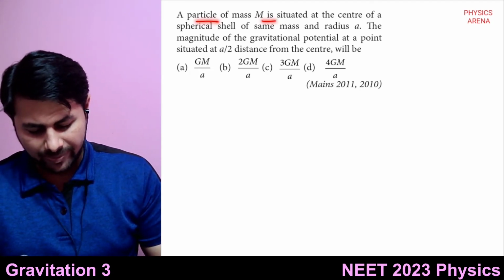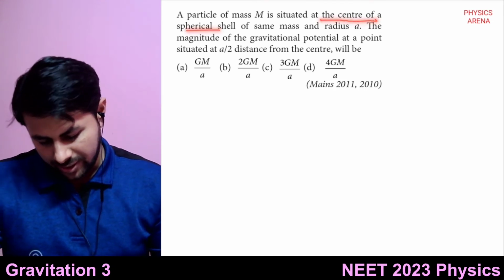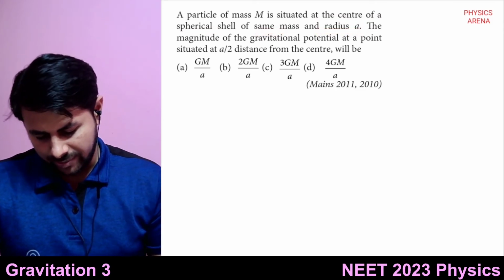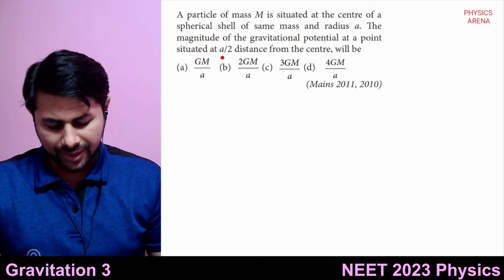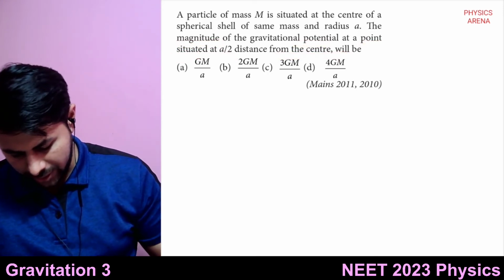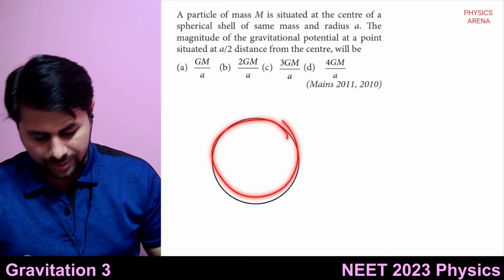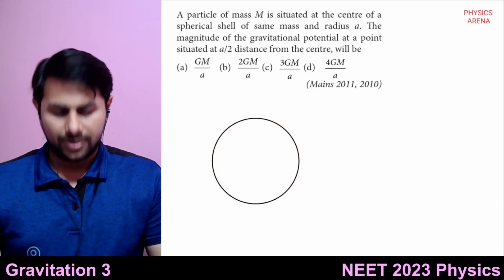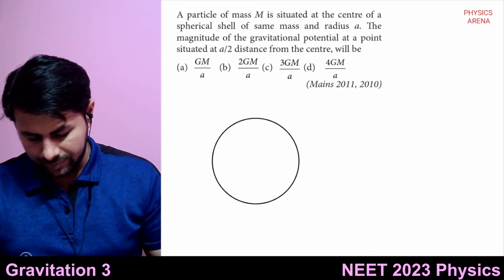Particle of mass m situated at center of a spherical shell of same mass and radius a. The magnitude of gravitational potential at a point situated at a by 2 distance from the center will be. So you have a shell. So due to this shell, there will be some gravitational potential. Okay. So how much would be the gravitational potential due to the shell?